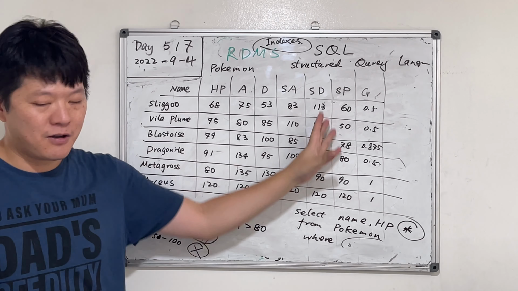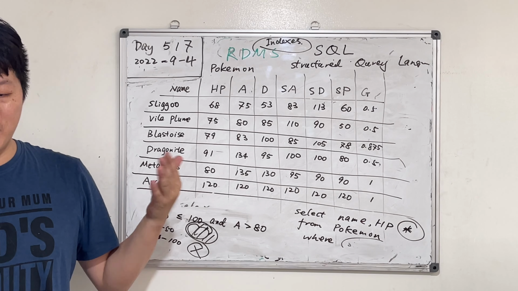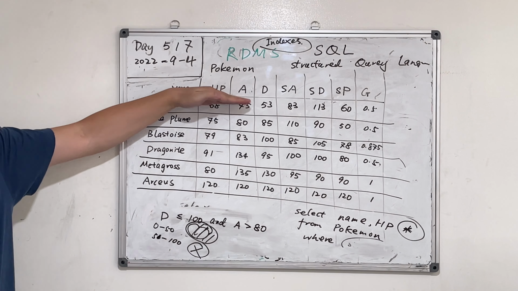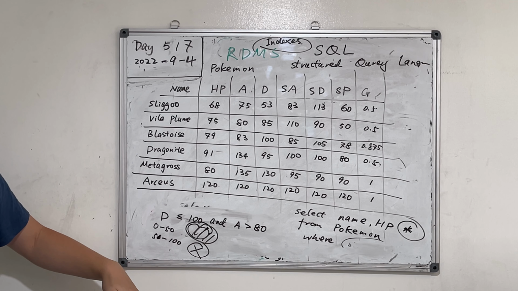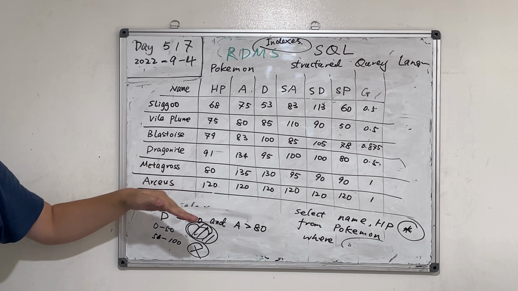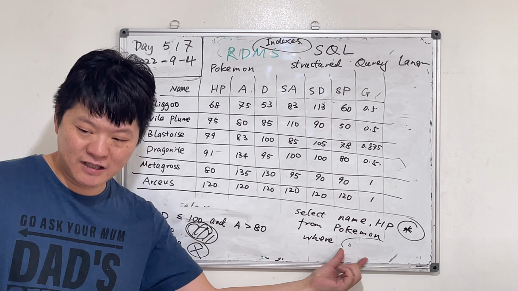Otherwise, if the table does not have an index, then the computer can only do the search in a very stupid way, one by one, right? And if there's a million Pokemon, it's going to be very, very slow, right? Because it has to check a million Pokemon to find the ones which match your criteria, am I right?